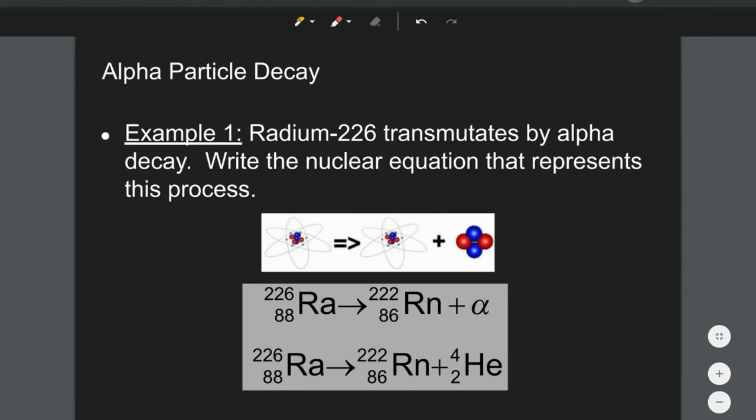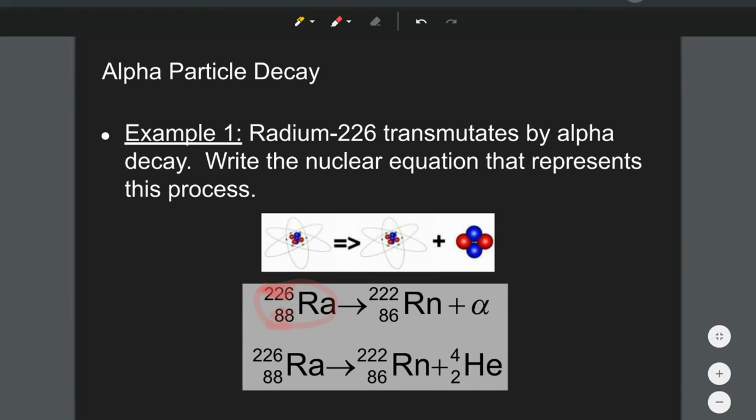Okay, so again, we have a large nucleus being broken down into a smaller nucleus and an alpha particle. Notice again, we're starting off with what it says in the problem, radium-226. I know it's radium-226 because the mass is right there, 226, and radium always has an atomic number of 88.